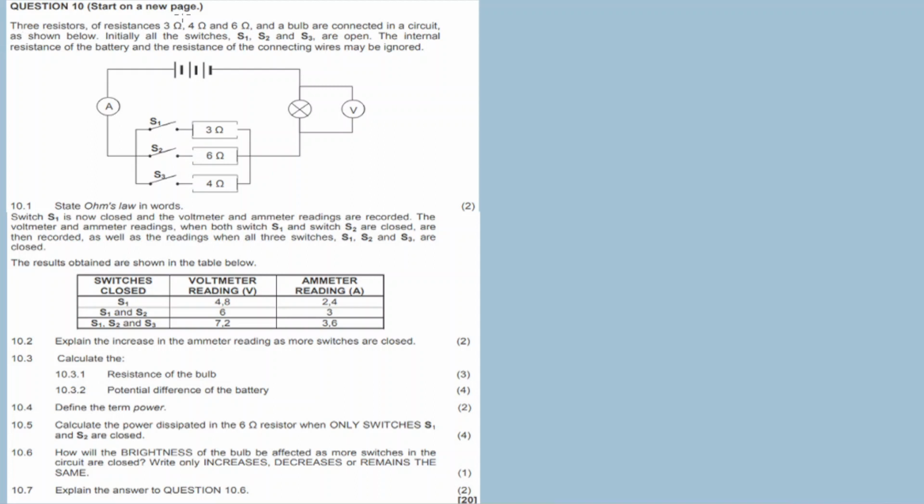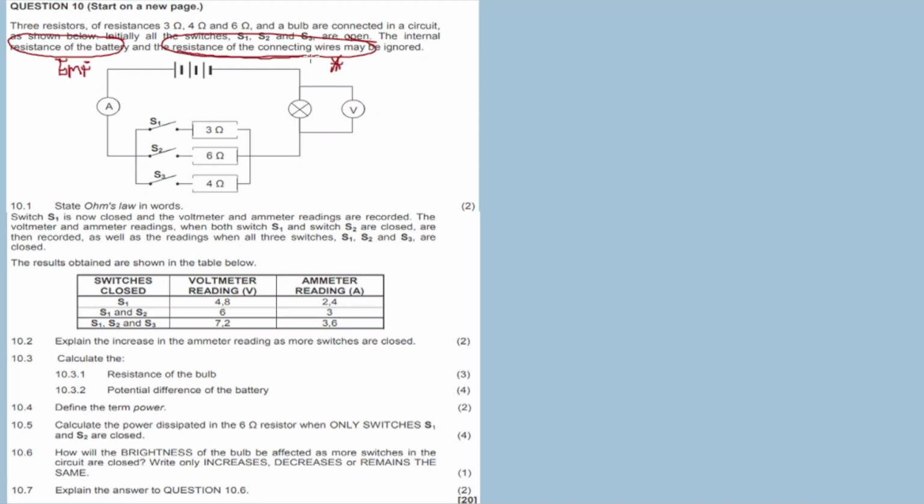Three resistors, 3 ohm, 4 ohm, 6 ohm, and a bulb are connected in a circuit as shown below. Initially, all the switches S1, S2, S3 are open. The internal resistance of the battery and the resistance of the conducting wires may be ignored. In grade 12, we don't ignore the internal resistance of the battery, because we talk about EMF at university level. The resistance of the conducting wires is also not ignored, provided that you study physics at university level.